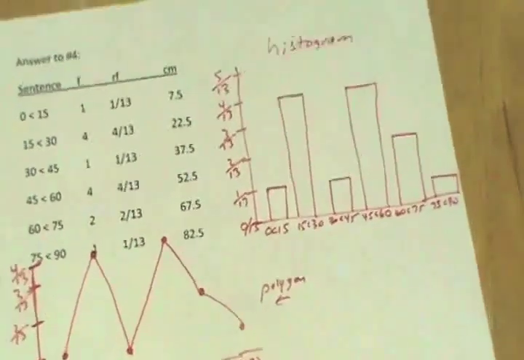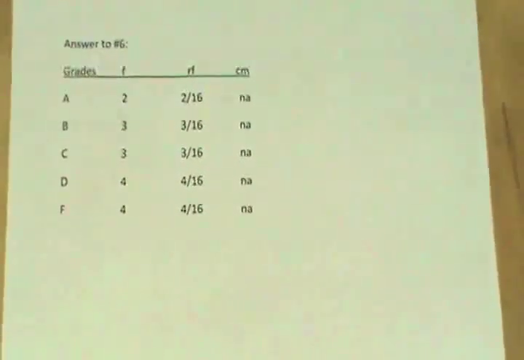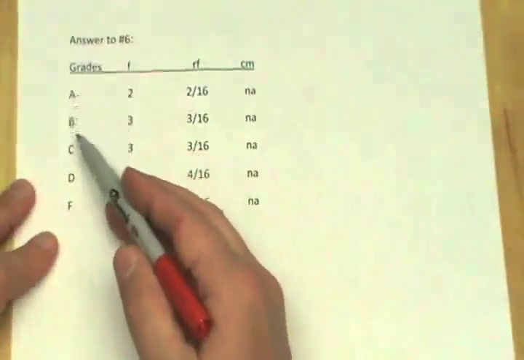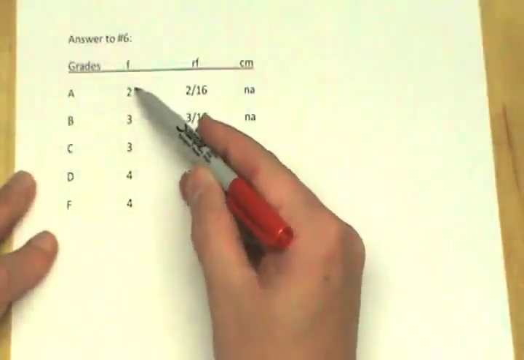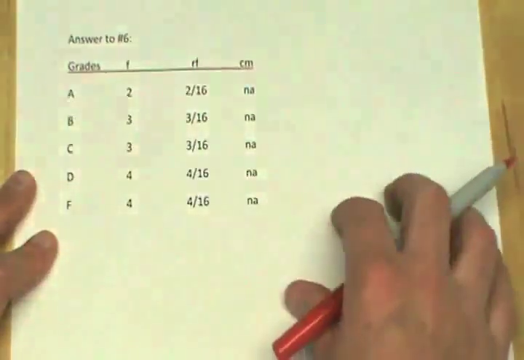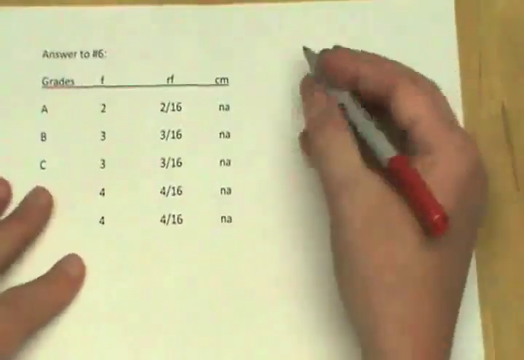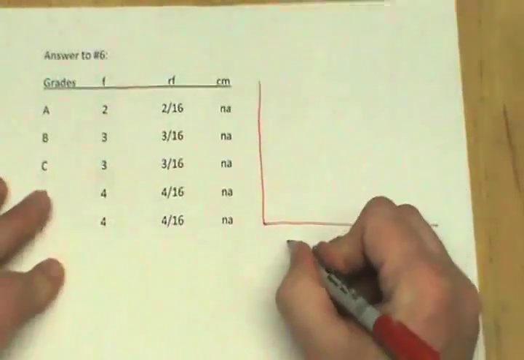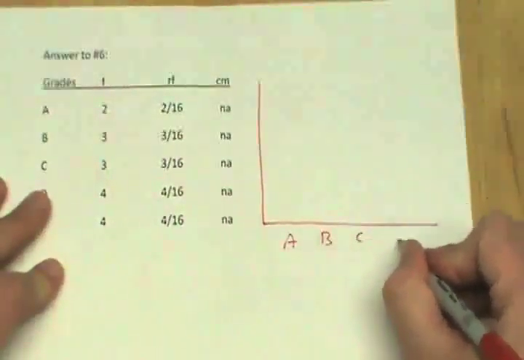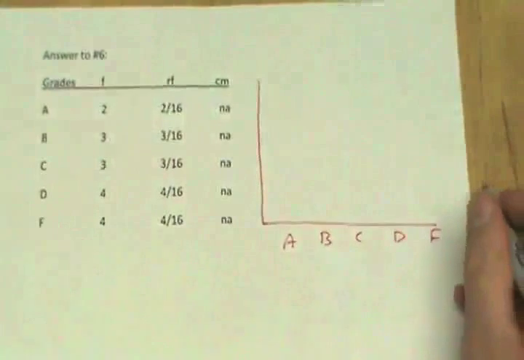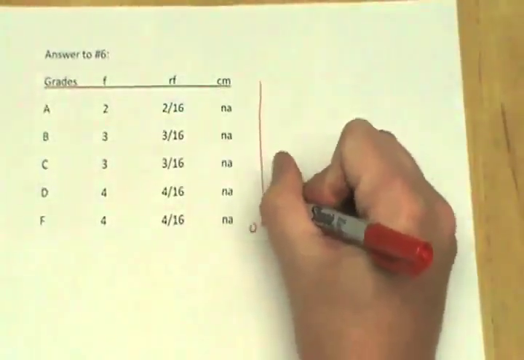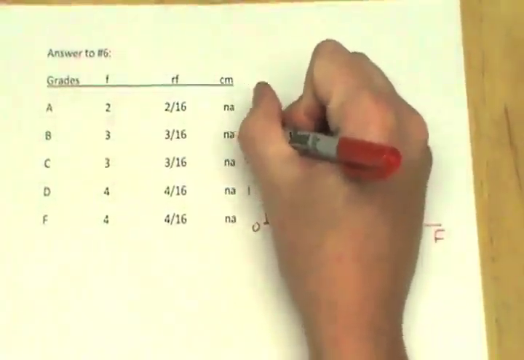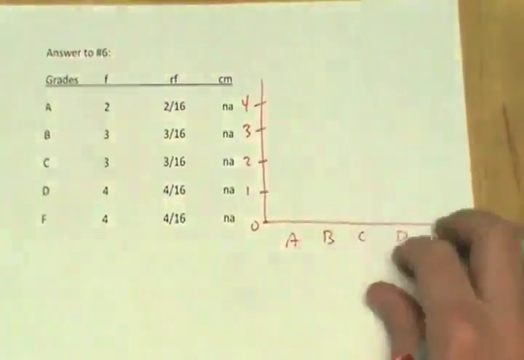Okay, and now let's take a look at the answer to number 6. Okay, this was the single value classes. So this is the A through F, and these were the grades, and again, there was no class midpoint. And again, we want to do a histogram. So A and B and C and D and F, and we want a height of at least 4. So 0, 1, 2, 3, and 4. We can go higher if we like.